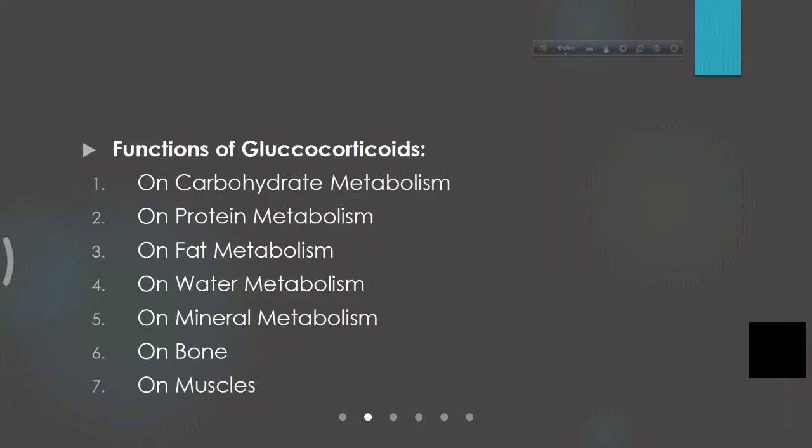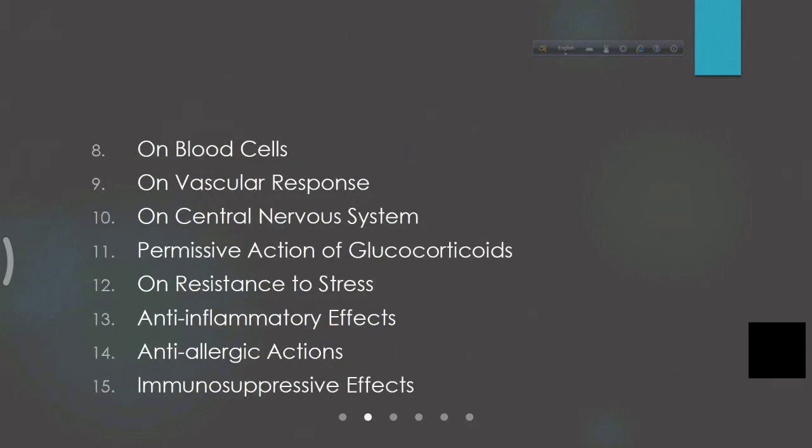The functions of glucocorticoids, especially cortisol, are summarized here: carbohydrate metabolism, protein metabolism, fat metabolism, water and mineral, bone, muscles, erythropoiesis, vessels, CNS. Glucocorticoids have permissive action, resistance to stress, anti-inflammatory, and immunosuppressive actions.